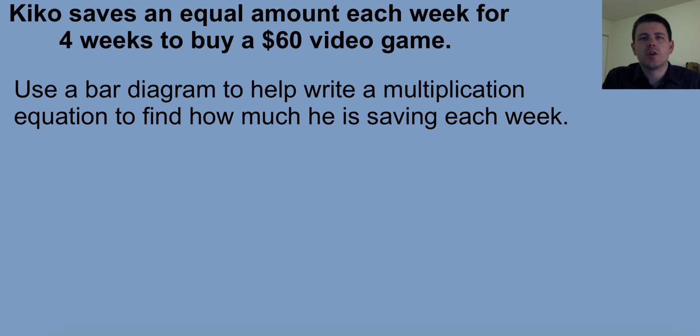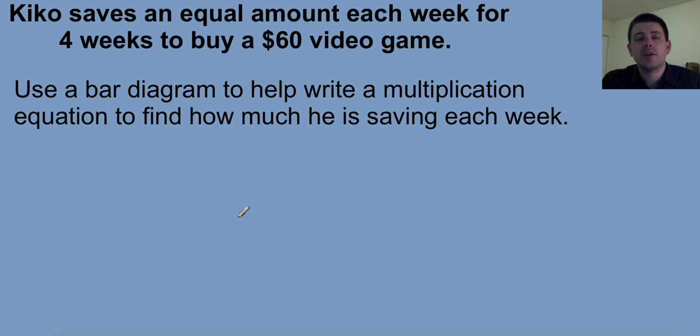All right, so we're going to start with a multiplication story problem. See if that can kind of ease us into this first problem. It says Kiko saves an equal amount each week for 4 weeks to buy a $60 video game. So we want to write our equation and a bar diagram to help us find out how much he's saving each week. The first thing we need to figure out is, what don't we know?